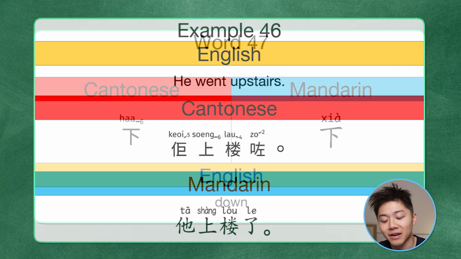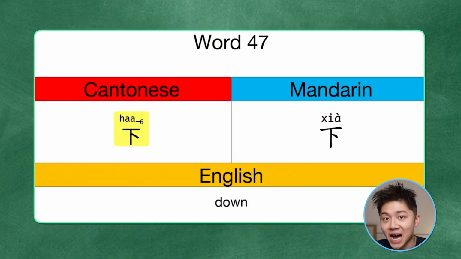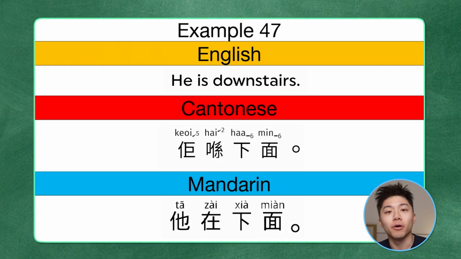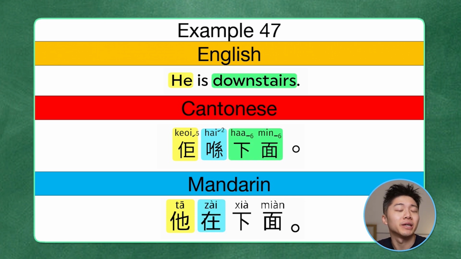Next, the word for down in Cantonese is 下. In Mandarin, 下. For example, he's downstairs. In Cantonese, 佢喺下面. In Mandarin, 他在下面. So 佢 is he, she, it. In Mandarin, 他. 喺 means at, in Mandarin, 在. And then 下面 means downstairs, in Mandarin, 下面.